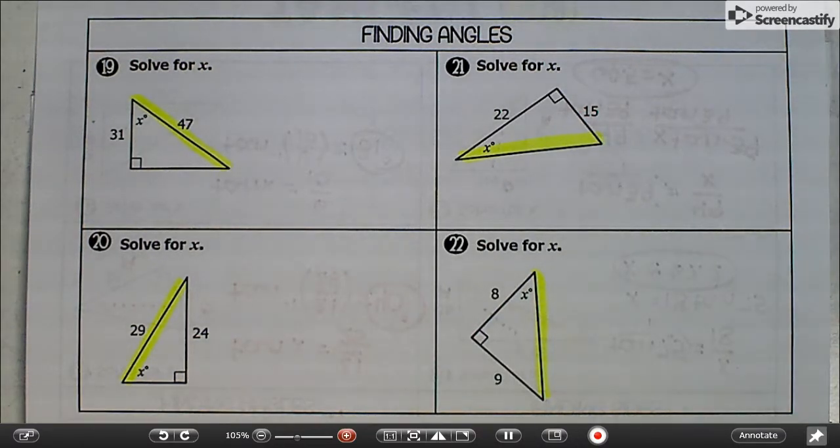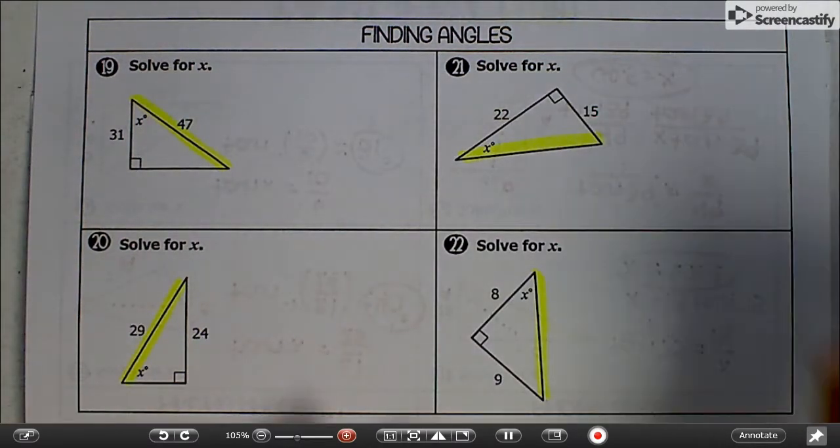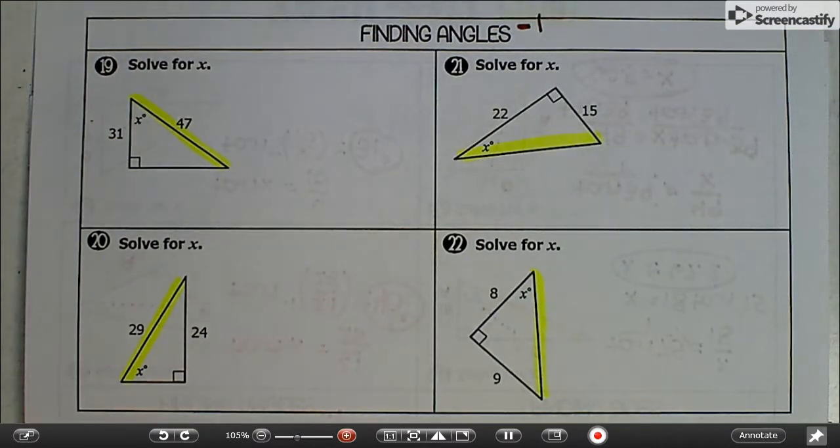All right, and we're just going to go through these problems, and I'll show you how I decide if I'm going to use sine, cosine, or tangent. This entire first set of 4 problems is finding angles. So that's the inverse. You want to make sure if you see the x as an angle that you're using the inverse, not the non-inverse.